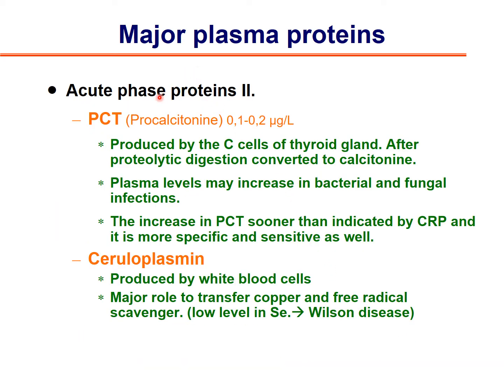Another acute phase protein is procalcitonin, which is usually used to detect bacterial and fungal infection. This is produced by the C cells of the thyroid gland and, after proteolytic digestion, converted to calcitonin. The plasma level may indicate, as I mentioned, bacterial and fungal infection. The increase of procalcitonin is sooner than that of CRP, and it's more specific and sensitive as well. Ceruloplasmin, produced by the liver, plays a major role in transferring copper and as a free radical scavenger. The level is low in Wilson disease, for example.